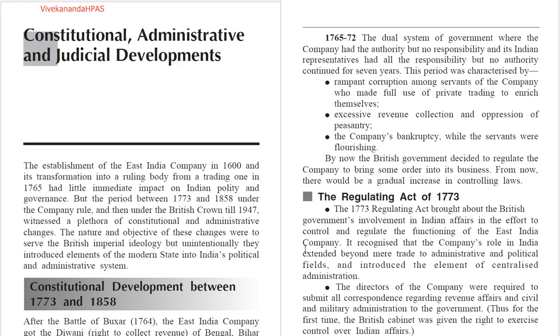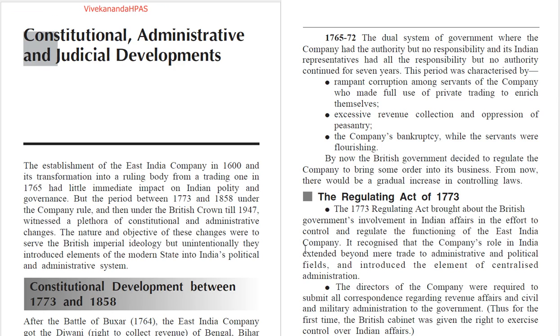First of all, the Diwani rights were provided to the British. Now what are Diwani rights? Collection of the revenue. And the Nizamat functions were also with the British East India Company. So these are the two things that happened in 1765. From 1765 to 1773, what happened culminated into the Regulation Act of 1773. From 1773 to 1784, whatever happened led to the Pitt's India Act of 1784. From 1784 to 1793, whatever happened gave rise to the Charter Act of 1793.